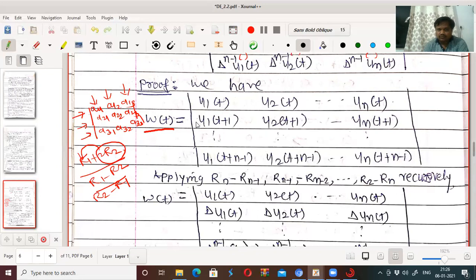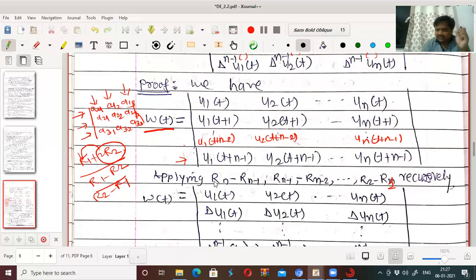Now what will we do? Lastly, the row before the last is u1(t+n-2), u2(t+n-2) up to un(t+n-1). Which operations do we want to make here? Rn minus R(n-1), R(n-1) minus R(n-2), and so on, up to R2 minus R1, recursively. First of all, we will use Rn minus R(n-1). That means there will be an effect only on the nth row. So all these n-1 rows remain as they are. There will be no change.